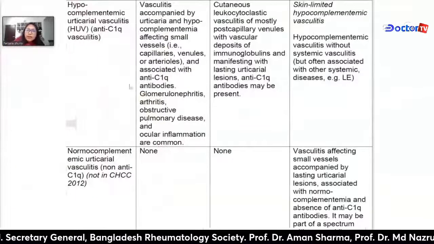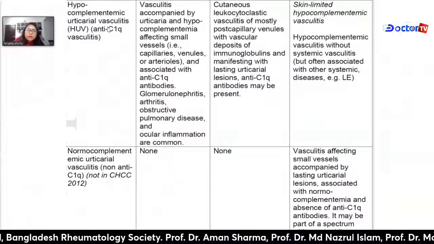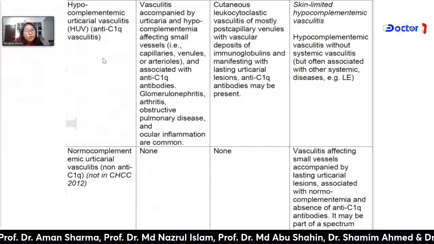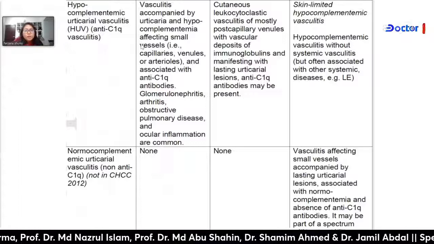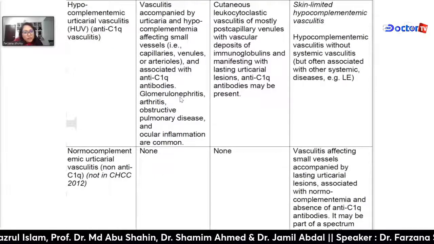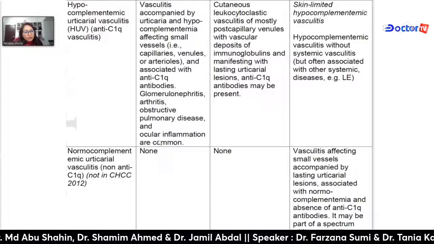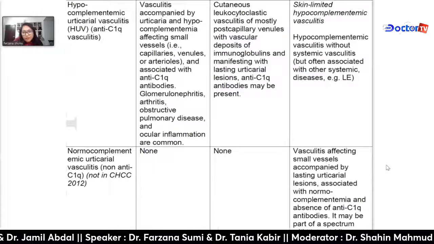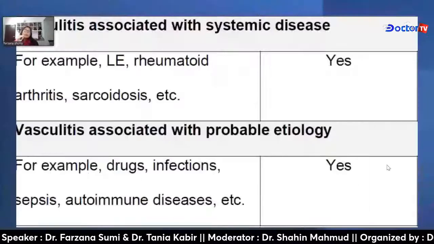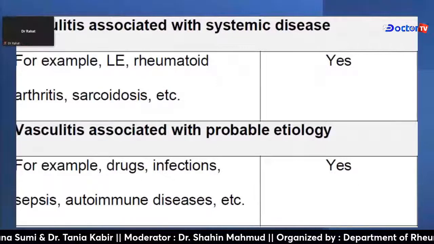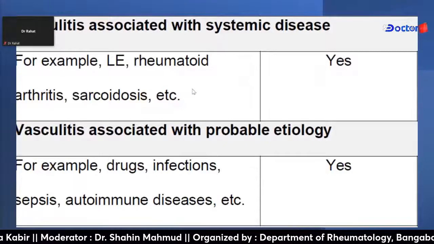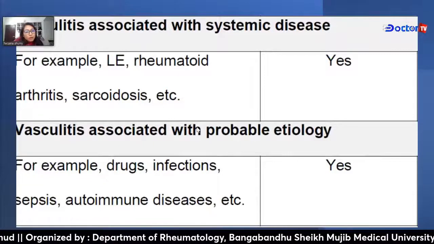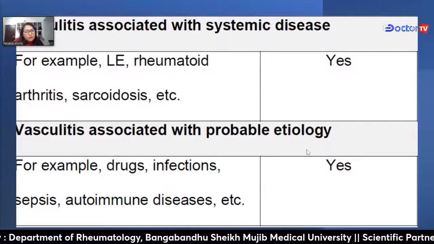So arterial vasculitis could be hypocomplementemic, that means the complement levels are lower in the blood, or it could be normocomplementemic. In hypocomplementemic vasculitis, there are more systemic features like involvement of the kidney, lungs, as well as other organs like eye. But in normocomplementemic vasculitis, there are fewer systemic features. So vasculitis could be associated with systemic disease, like connective tissue disease, lupus, RA, sarcoidosis, and can be associated with other etiologies like drugs, infections, sepsis, and autoimmune disease.